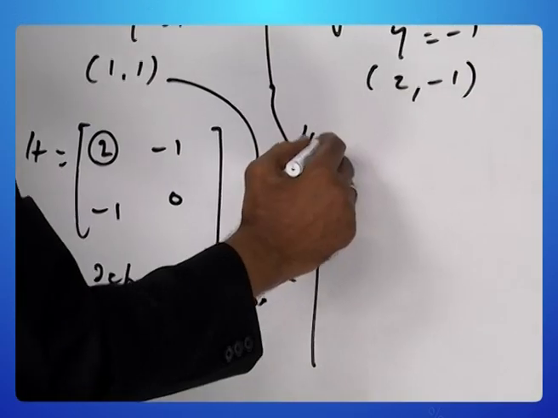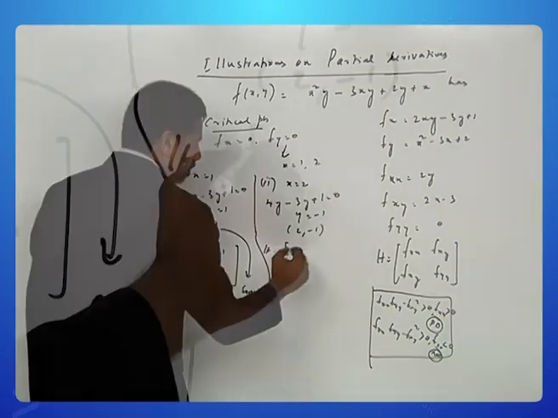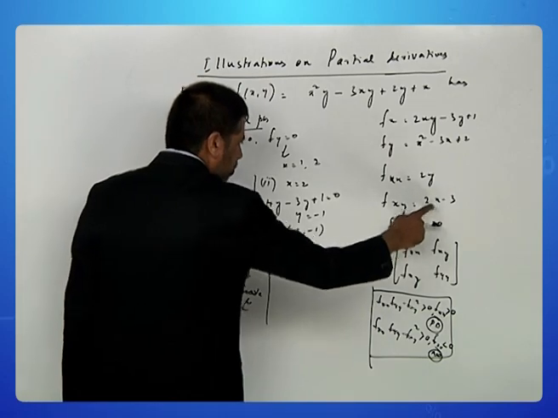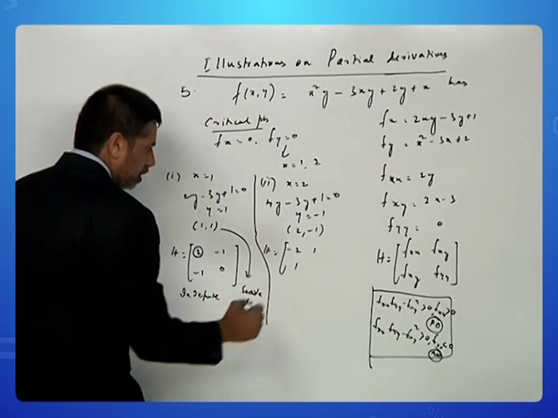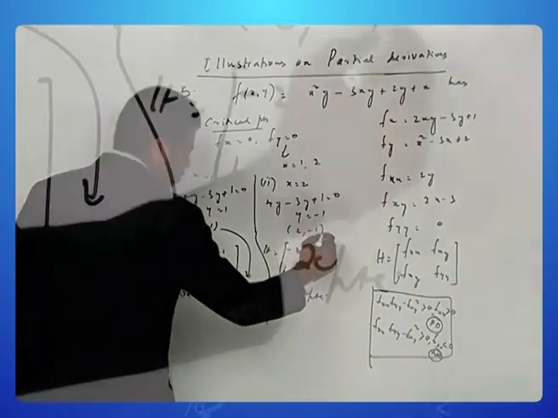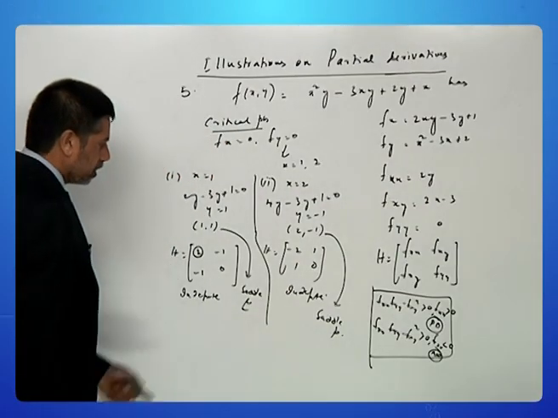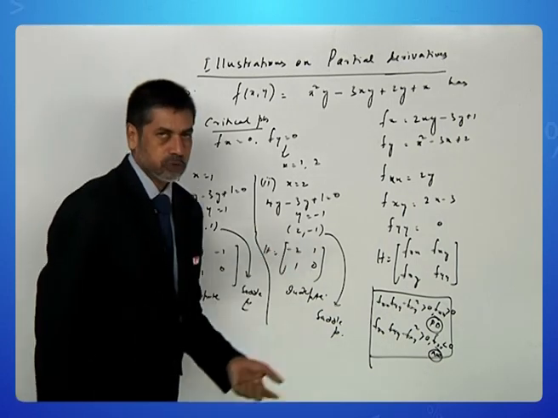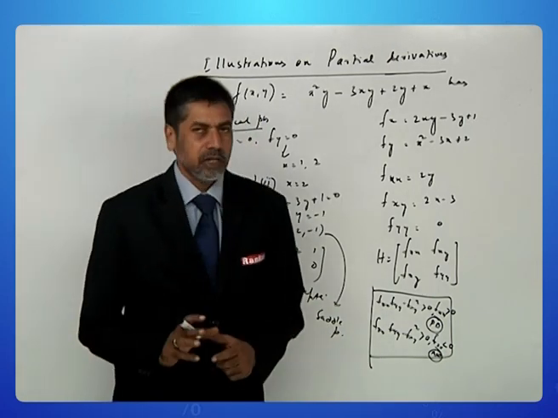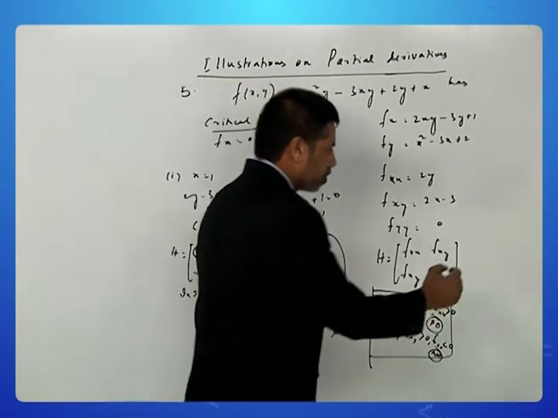Let us come to this case. H is equal to, again you substitute into this. Fxx will be 2y, which is minus 2, and then fxy, you'll get 4 minus 3, 1, symmetrically 1 and this is 0. Again this is indefinite. That means this is also a saddle point. Which means neither the point 1, 1 nor 2, minus 1 gives a local maximum or minimum. So option 1 is correct because there are no extrema for this particular problem. So option A is correct for this problem.